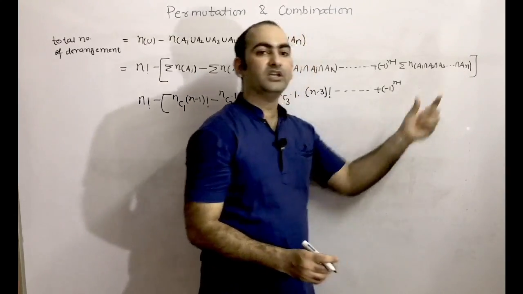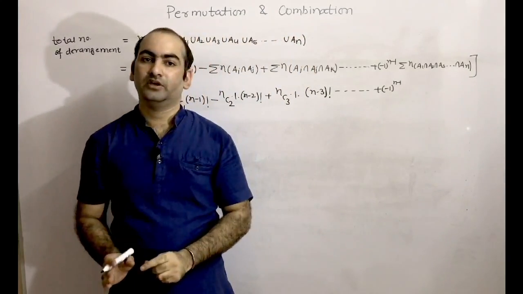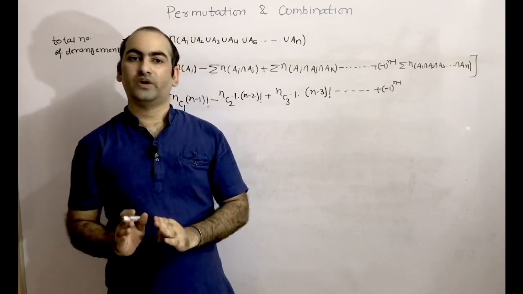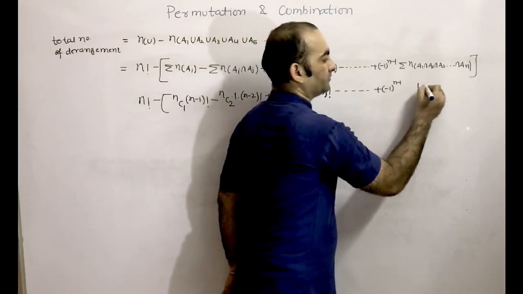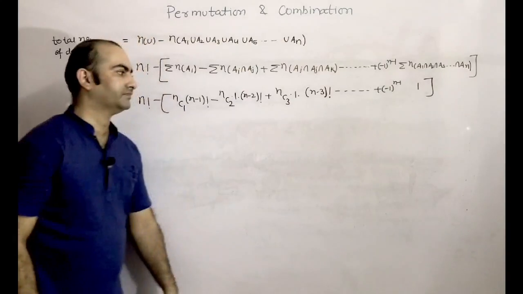Sigma n(A1 intersection A2 intersection A3 and so on intersection An). That means the total number of ways where all things are going to the correct place. All things going to the correct place is one way only. So what will come? 1 in brackets. So this will come.